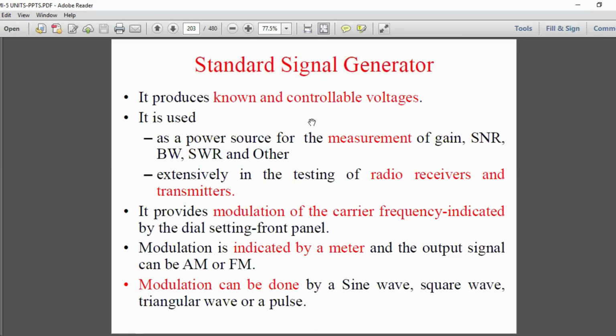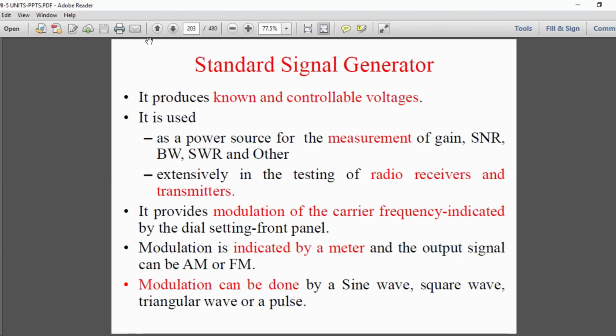It provides the modulation of the carrier frequency, which is indicated by the dial setting of the front panel. The modulation is indicated by a meter, and the output signal can be either AM or FM. The modulation can be done by a sine wave, a square wave, a triangular wave or a pulse wave.